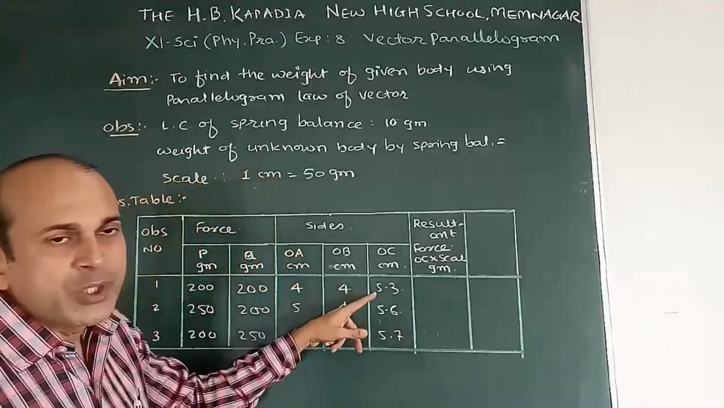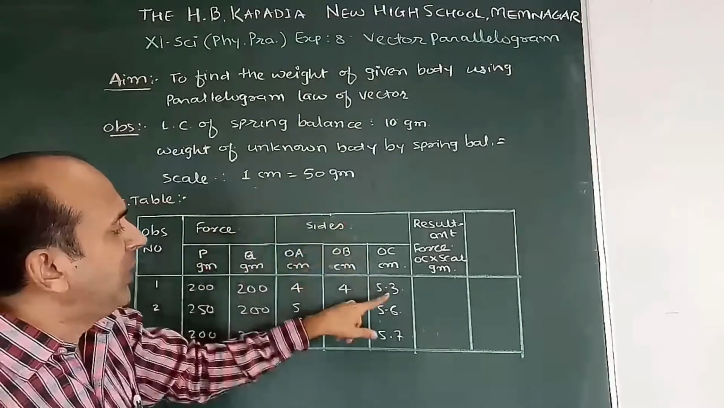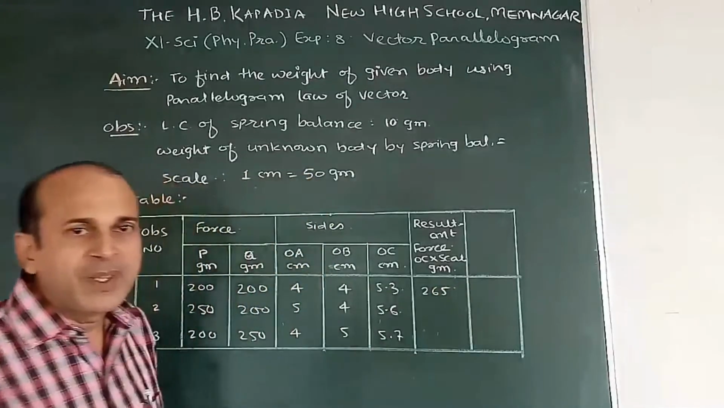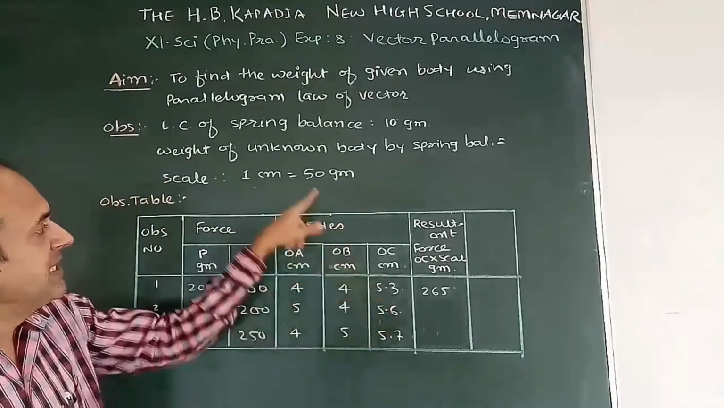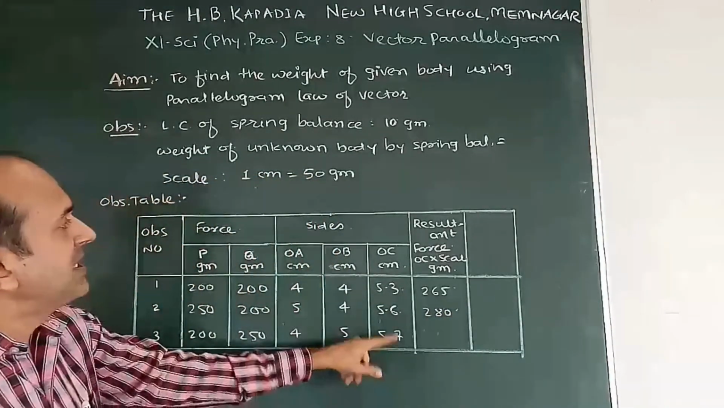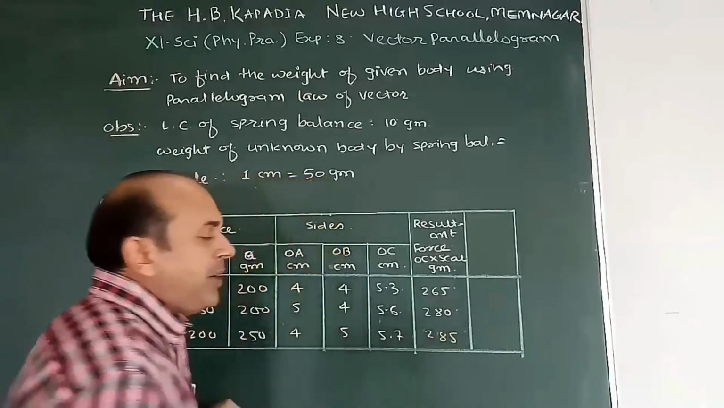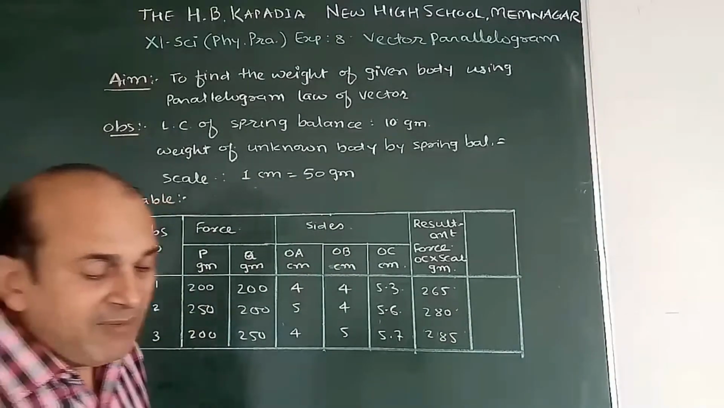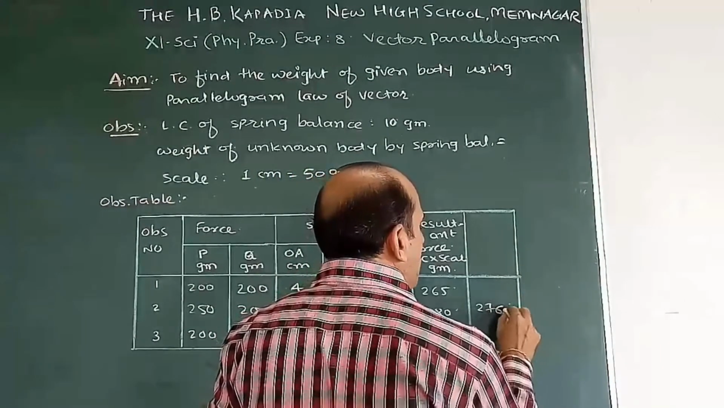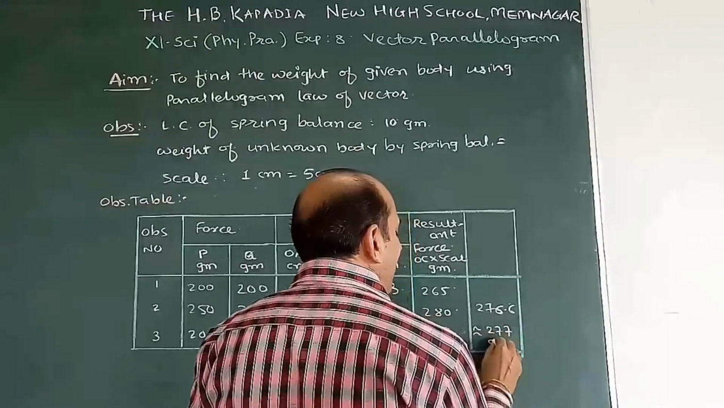Now, this is the resultant force, multiplied by the scale factor. The scale factor is 50 gram weight. So 50 into 5.3 gives 265. The next is 5.6 into 50, which is 280. And 5.7 into 50 gives 285. Now let me find the average. The average is approximately 276.6 gram weight. You can say approximately it is 277 gram weight.